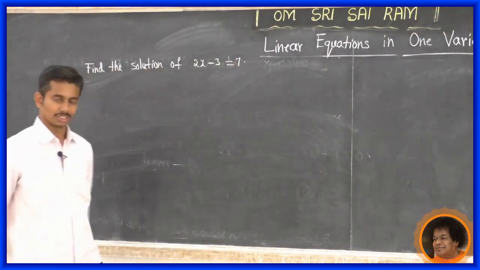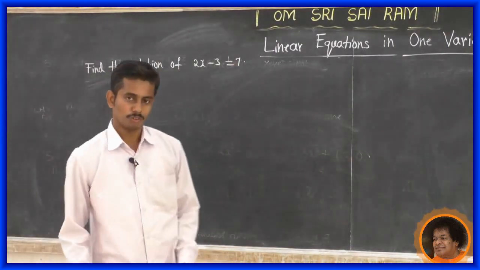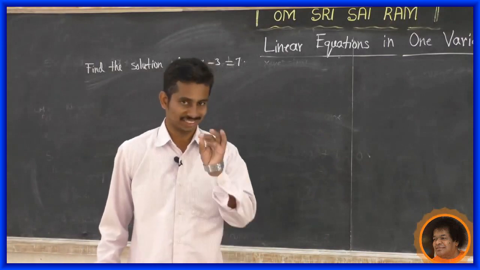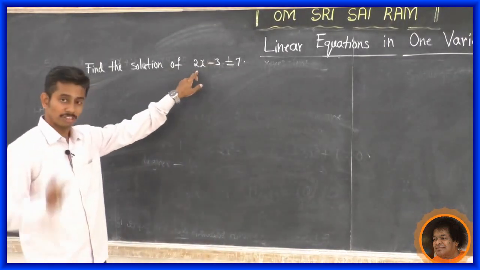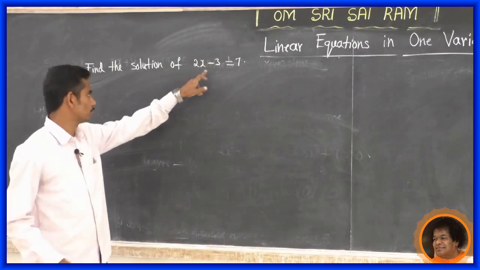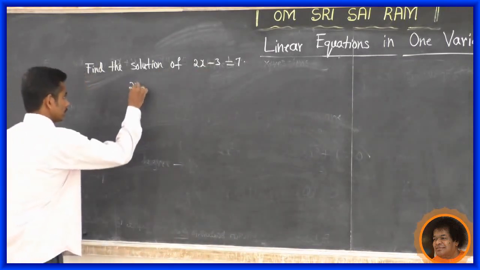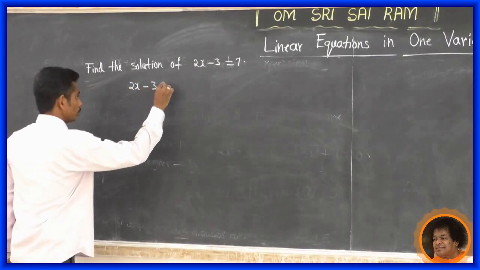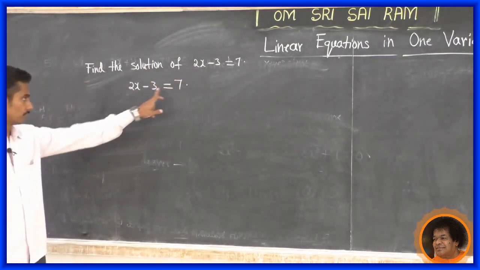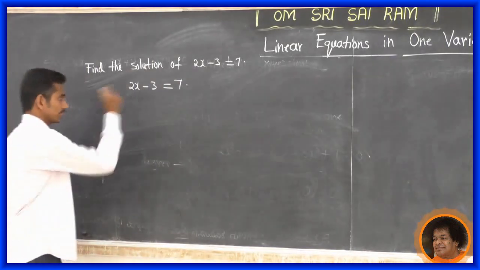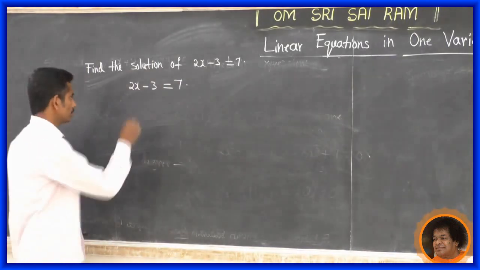Find the solution. Our aim is to find the value of x. So find the solution means our aim is to find the value of x. We can write the linear equation as 2x minus 3 equal to 7. Find the value of x in the given linear equation. How to find the value of x?